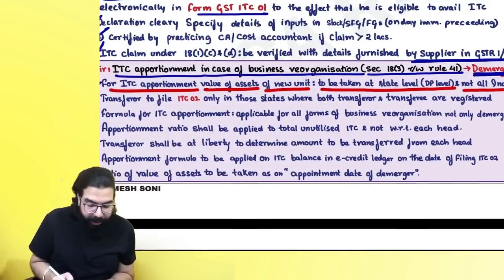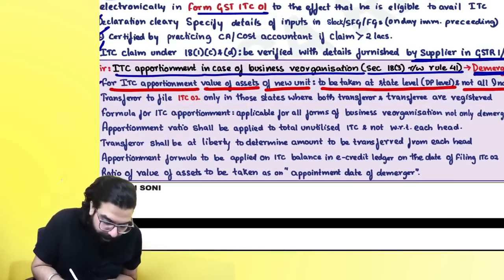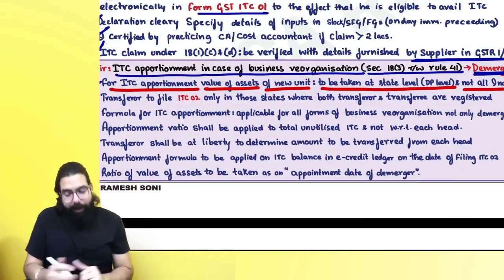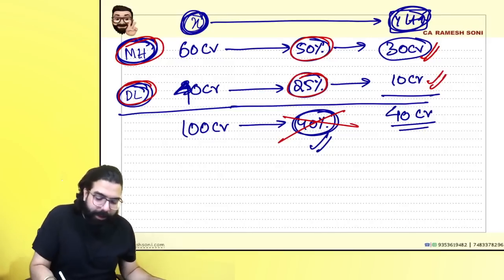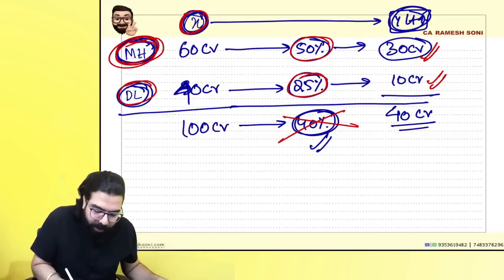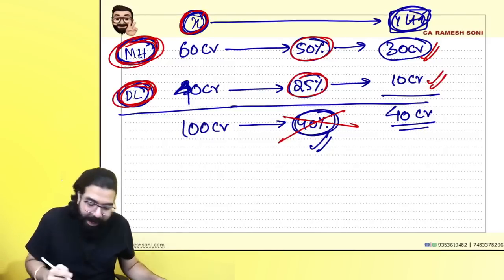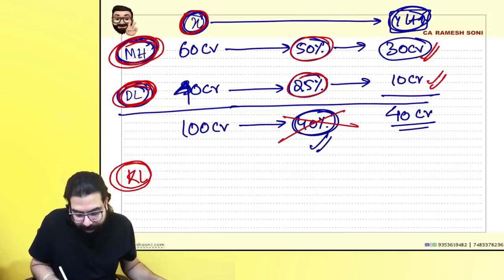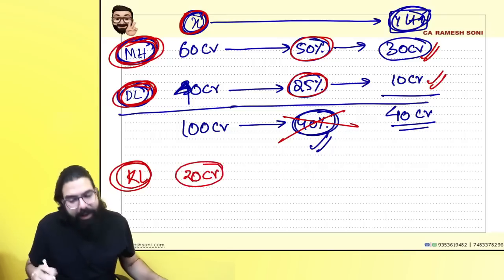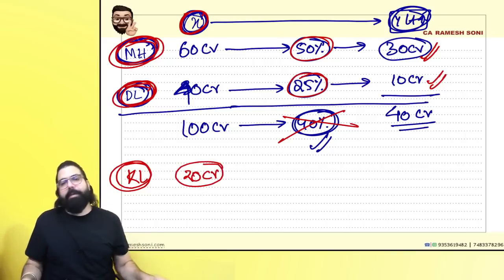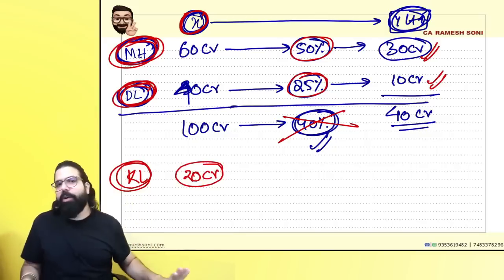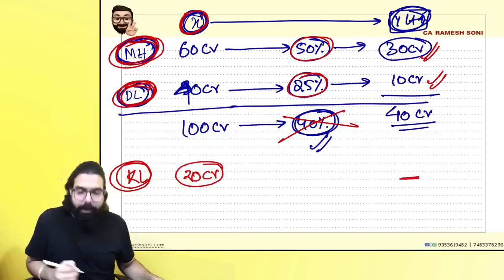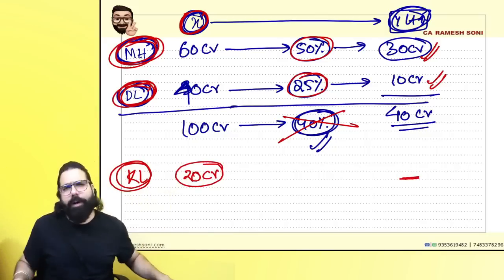The next one over here, chaliye, let's go ahead everyone. Now people went ahead and asked, supposing X Limited is there in Maharashtra also, Delhi also, and X Limited was there in Kerala also. Now in Kerala, X Limited had 20 crore of assets, but in Kerala there was no demerger. Means from the Kerala unit, nothing was being transferred to Y Limited.